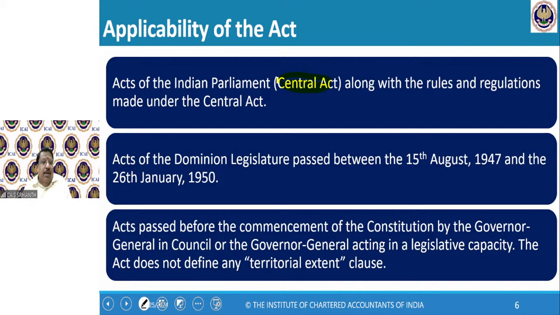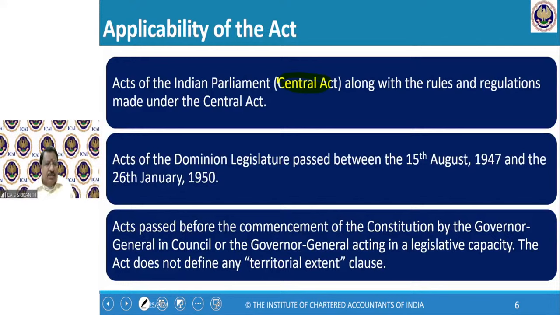Because there was a short duration when the Governor General was there, Rajagopalachari was the first Governor General. He acted in a legislative capacity. Normally, Governor General is the equivalent of our current President. So the Governor General cannot pass laws. So Parliament, but till such time the Parliament comes.